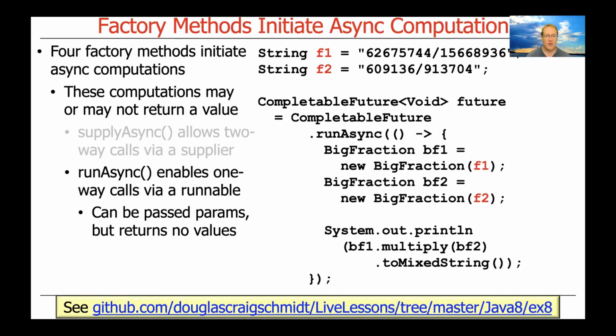Here's an example of how you could use runAsync. It's also doing big fraction multiplication. It's also passing in effectively final variables, just like the supplyAsync variant. But because there's no return value, if you want to get some output or some side effect, you have to do it in the means I show here. In this case, we're going to print the results out using the println method. So we'll multiply big fraction 1 by big fraction 2, and then print out the mixed string that comes back from that, and that'll just get printed to the standard output. This example is also illustrated in my EX8 folder.